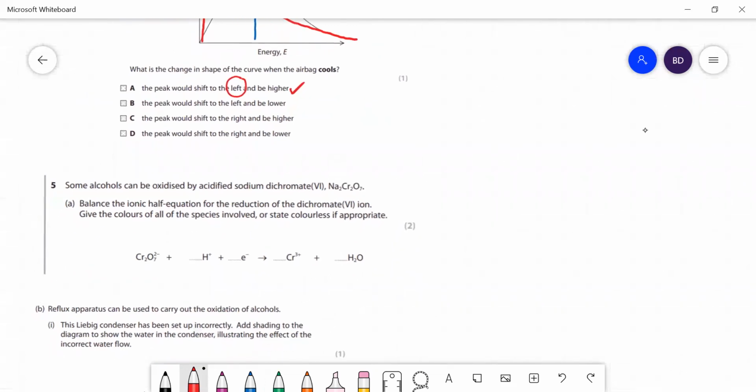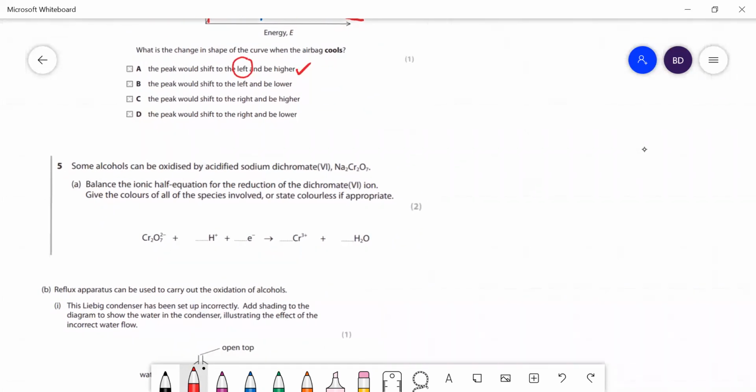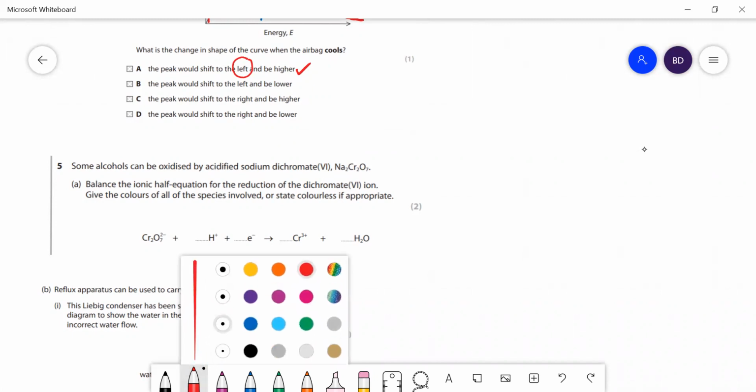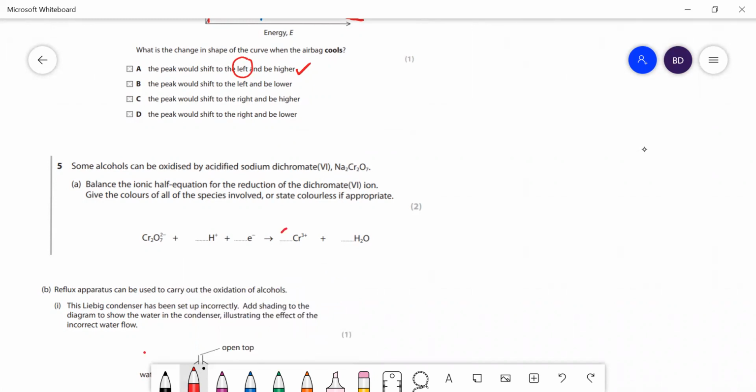Right. Alcohols can be oxidized by acidified dichromate. Balance the ionic half equation for the reduction of dichromate ions and give the colors if they are colored. Okay, so let's do that. Well, we've obviously got to put a 2 in front of the chromium ion there. That means we have got 7 oxygens to get rid of there, so we need 7 H2O. So that means we will need 7 times 2, 14 H plus ions.